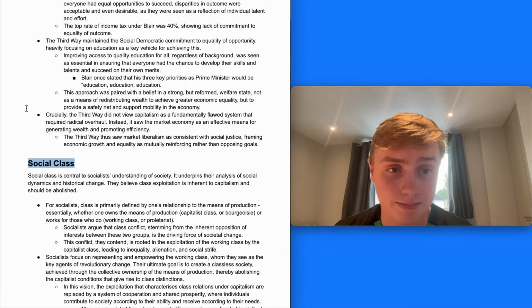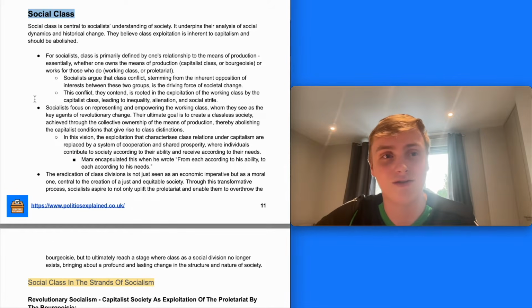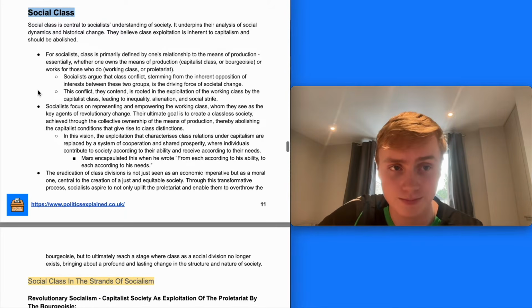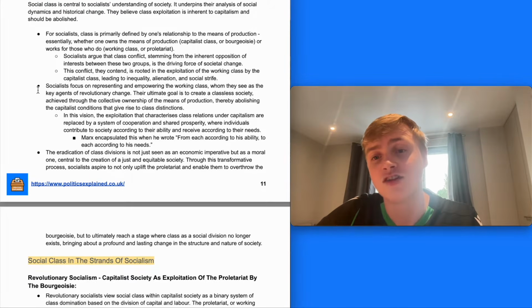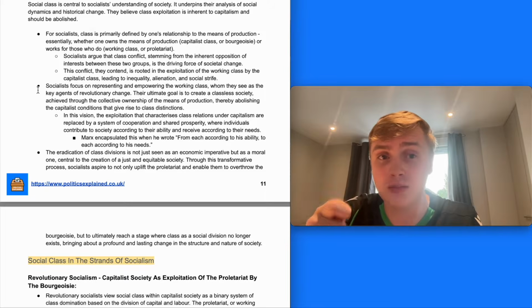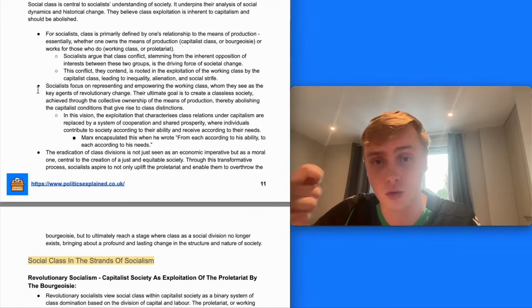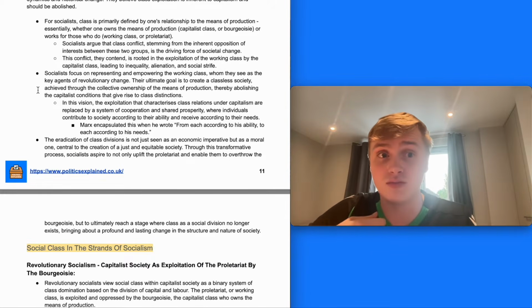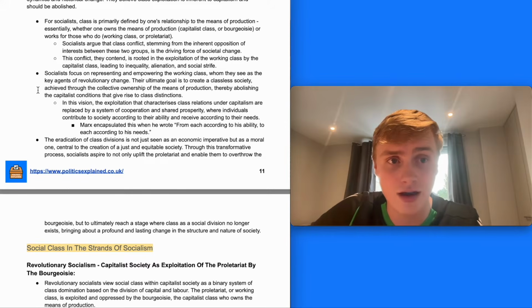The next key principle of socialism we're going to have a look at is social class, which is central to socialist understanding of society. And for socialists, class is primarily defined by your relationship to the means of production. So if you own the means of production, you're in the capitalist class or the bourgeoisie, or if you work for them and don't own the means of production, you're in the working class or the proletariat.